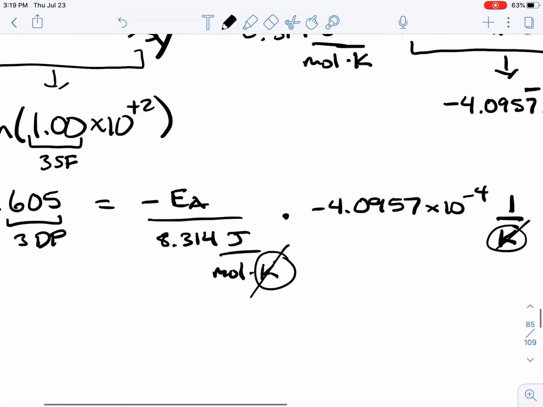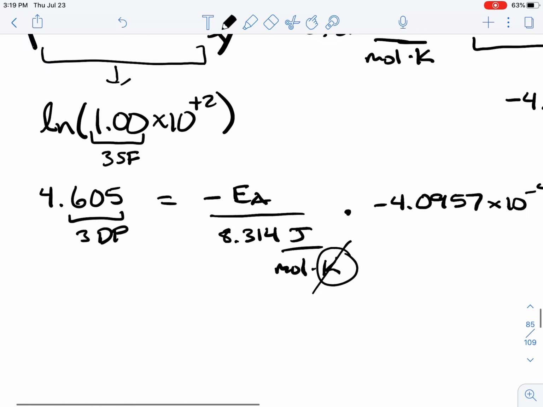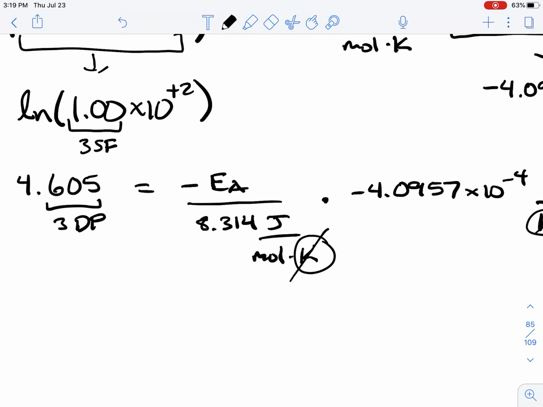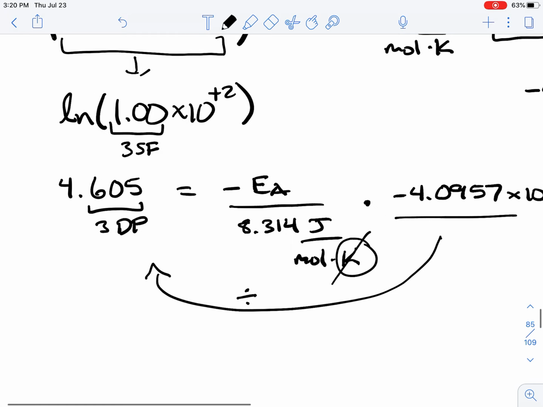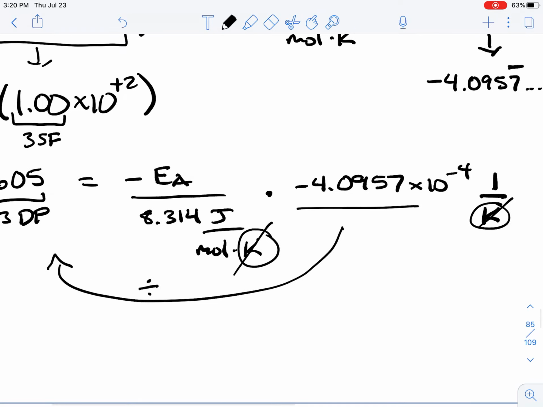And so next, what I'm going to do is I'm just going to move some terms around. So I'm going to go ahead and divide this to the other side, and then I'll go ahead and multiply this later. Okay. And so I'm going to take 4.605, and then I'm going to go ahead and divide that by negative 4.0957 times 10 to the negative 4.